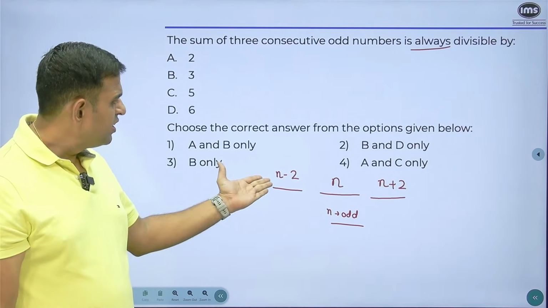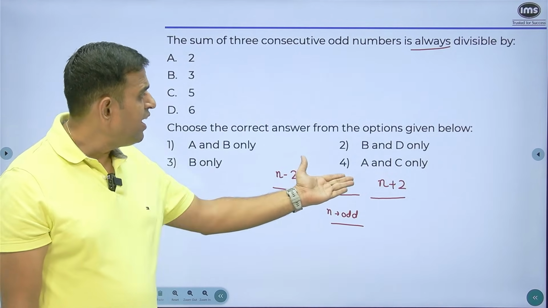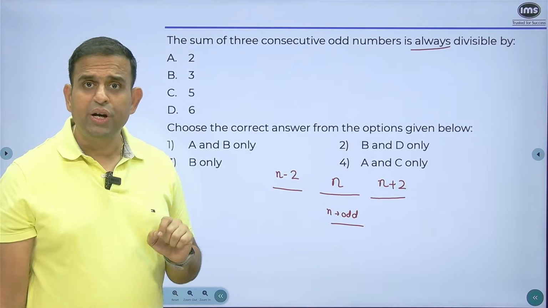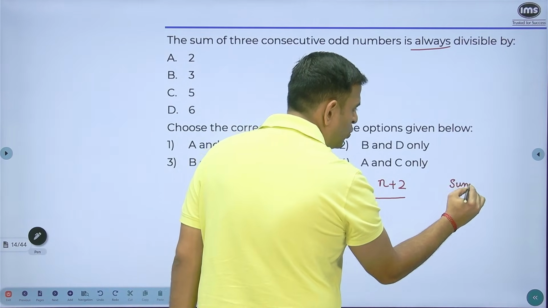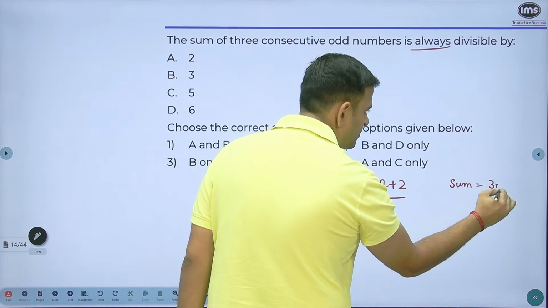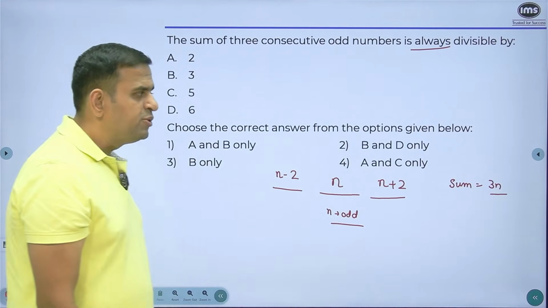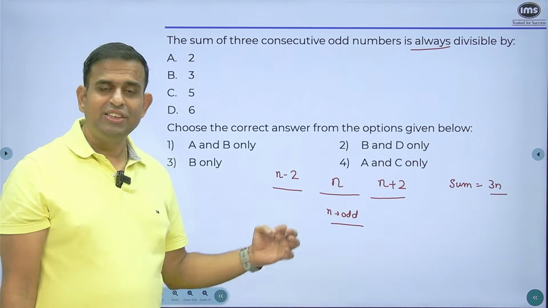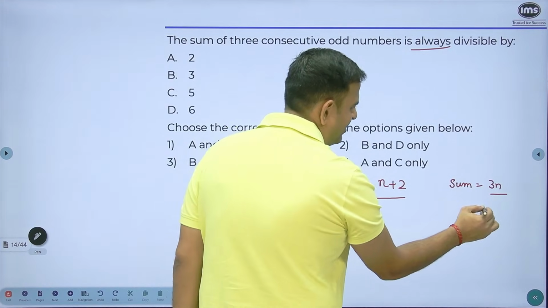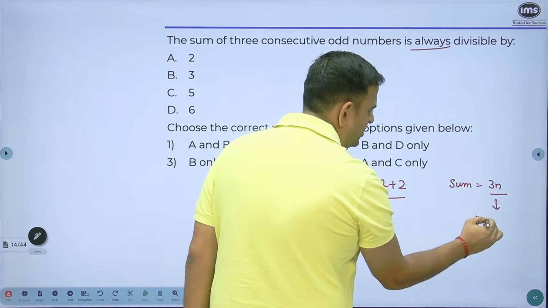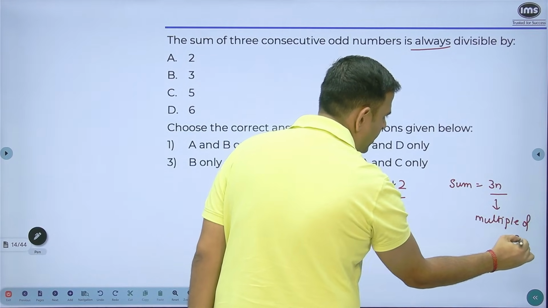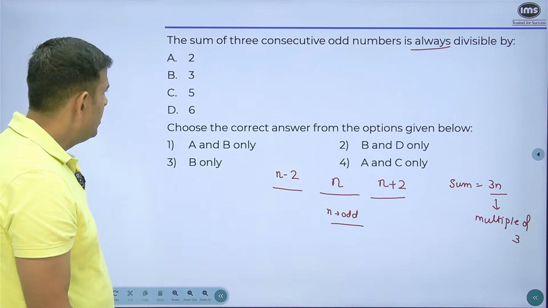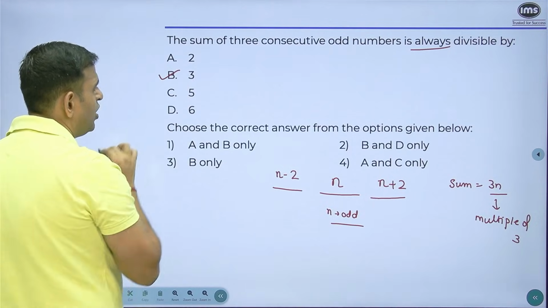But here, the sum of n minus 2, n and n plus 2, the sum of 3 consecutive odd numbers, the required sum, if you add these 3 numbers, will come out to be equal to 3n. And that clearly means one thing, it's going to be always a multiple of 3. If you look at it, I can definitely say B is going to be always true.